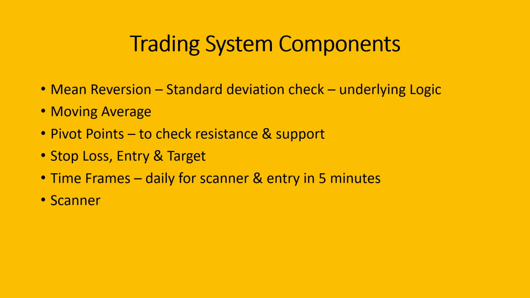The components of this trading system: the whole trading system is designed on the underlying logic of standard deviation, that is like mean reversion, where we will find some stock which goes away from its mean. We will try to capture those moves. To identify it, we will be using a moving average instead of a Bollinger Band, because we would be looking at a lesser time period, as it is a scalping strategy.